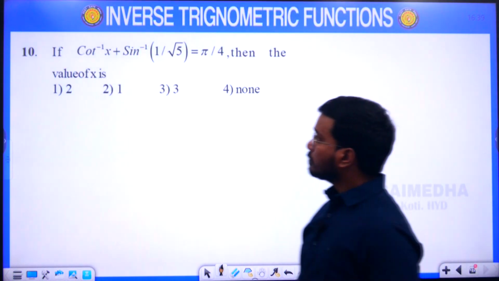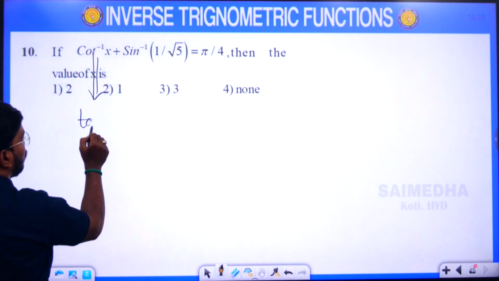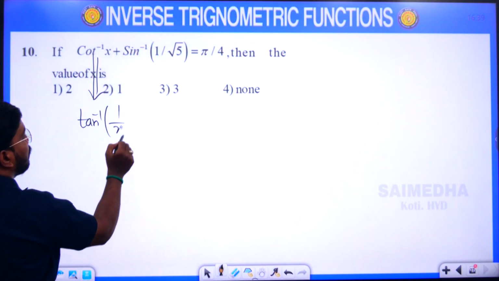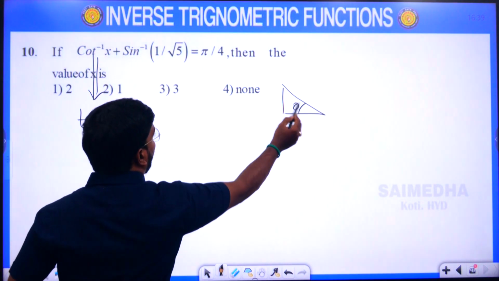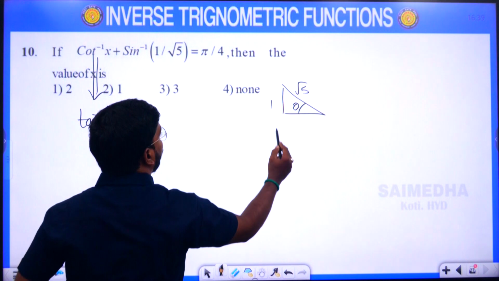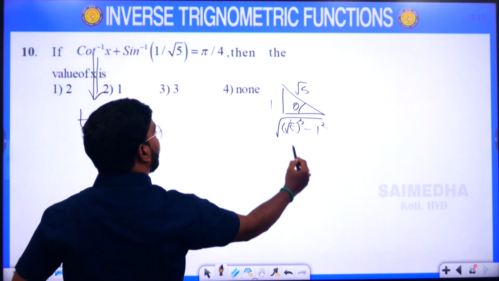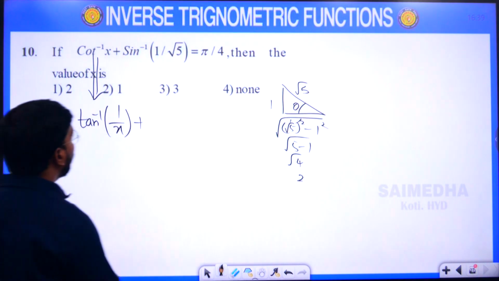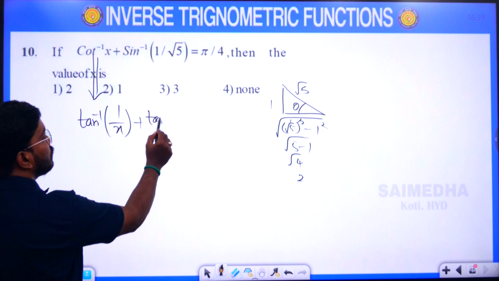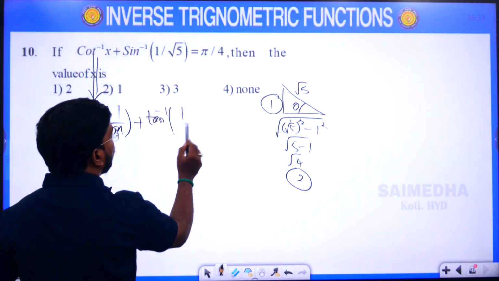Next question. We know the formula for cot inverse of x can be written as tan inverse of 1 by x. Sine inverse can be written as, if I draw a triangle here, opposite is 1, hypotenuse is root 5, adjacent is going to become root of 5 whole square minus 1 square, that is 5 minus 1, 4, root 4 is 2. We require tan inverse. Tan inverse is opposite by adjacent. What is opposite? 1. What is adjacent? 2. Tan inverse of 1 by 2.